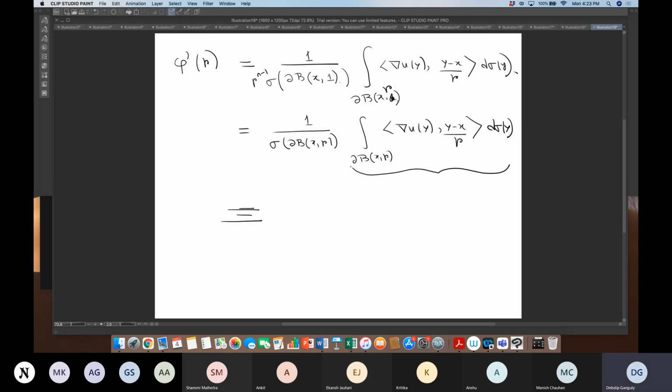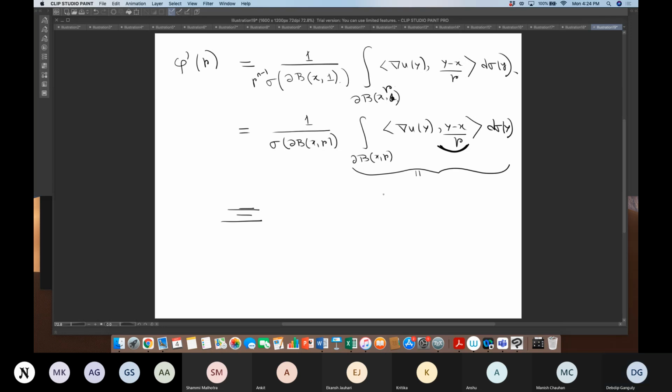This is the boundary of the ball. This is a gradient. What is this? Some vector, right? y minus x by r. What type of vector is this? Now you can think. I give you a hint. Unit outward normal. Exactly. This is a unit outward normal of a ball. Now you tell me from here what I can write. This integration is equal to.